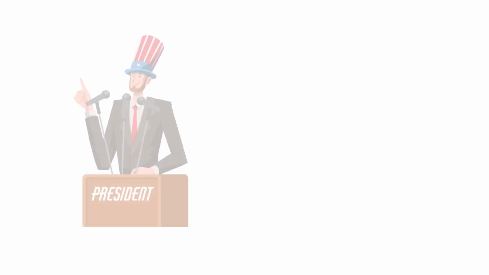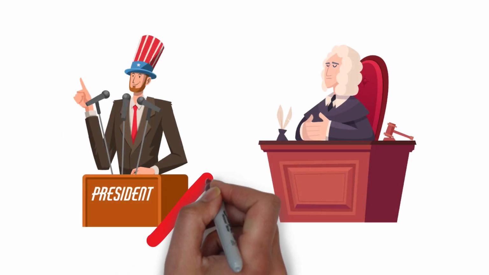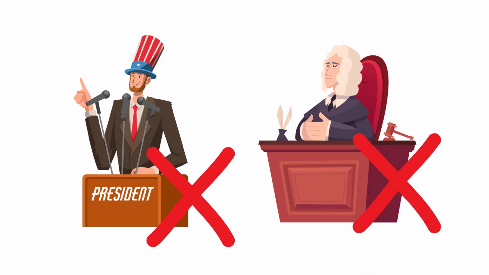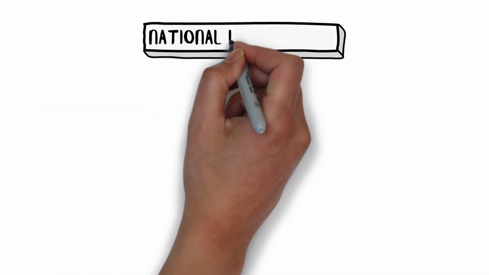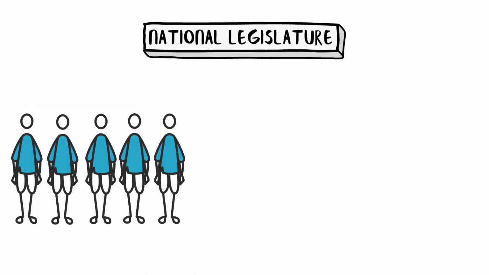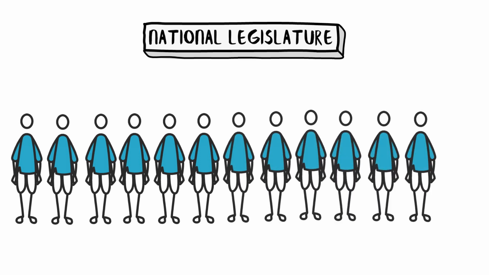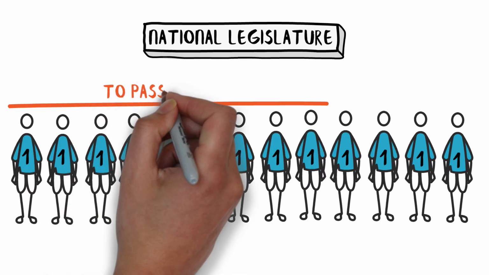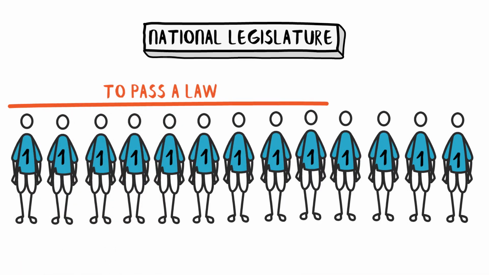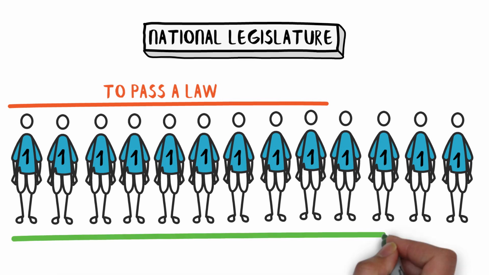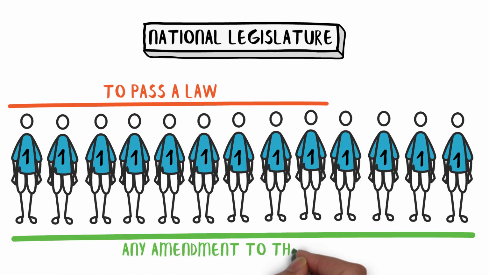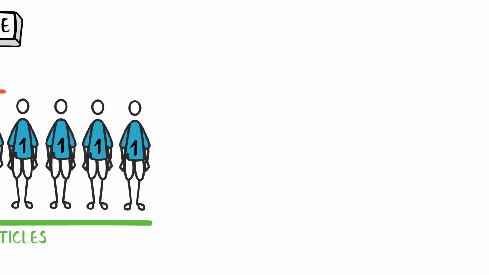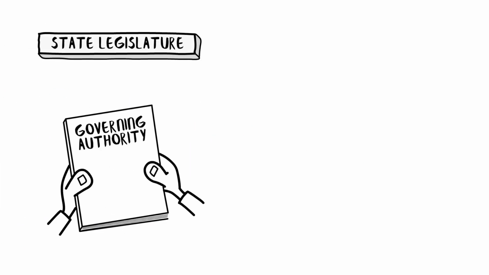Under the Articles of Confederation, the national government had no president and no national courts. The national legislature consisted of one House of Representatives, in which each state had one vote, regardless of the population of the state. To pass a law required a supermajority of 9 out of the 13 states voting in favor, and any amendment to the Articles had to be agreed to by all the states. Most governing authority remained in the hands of the state legislatures.